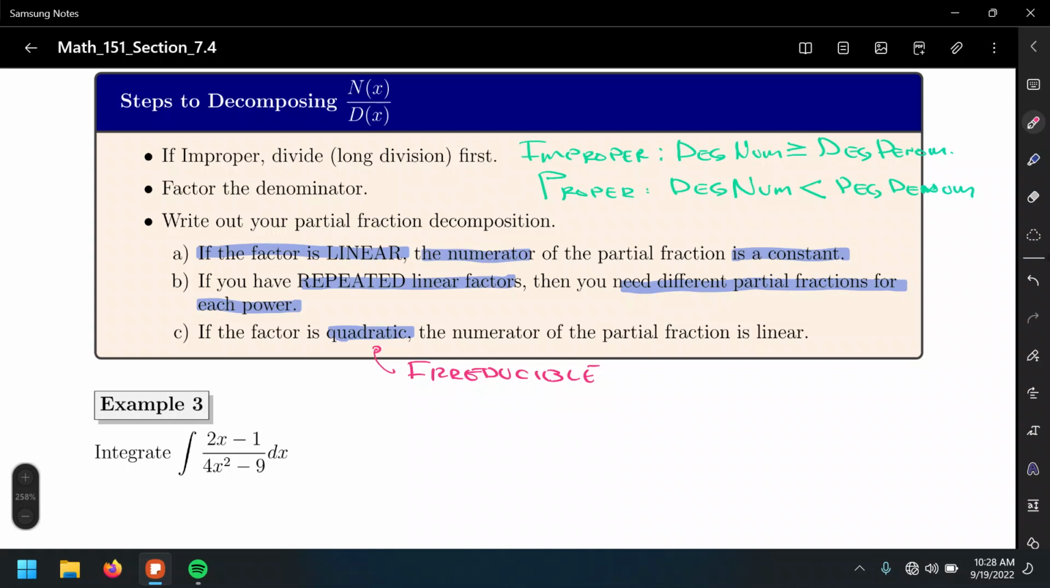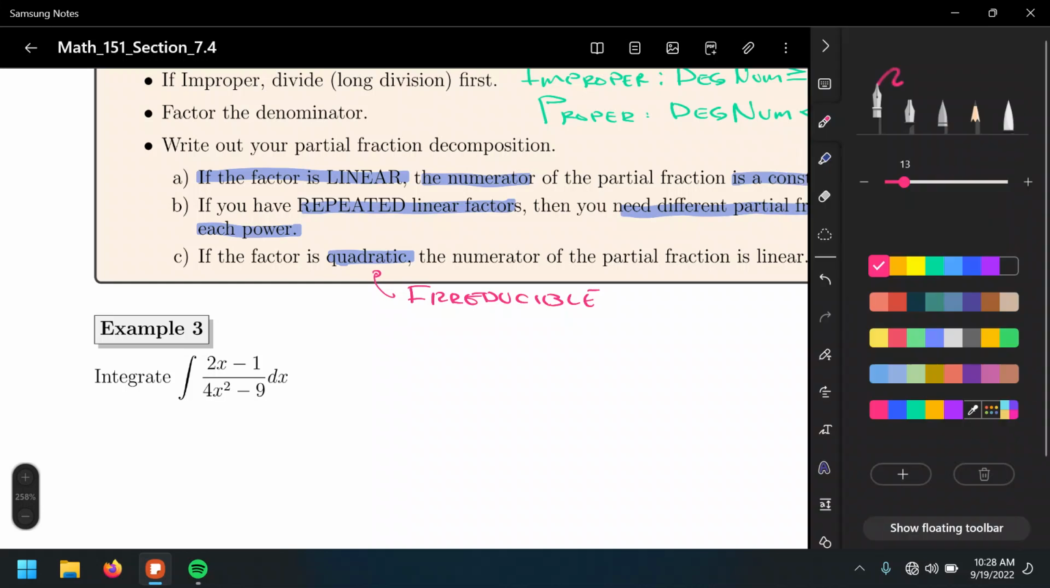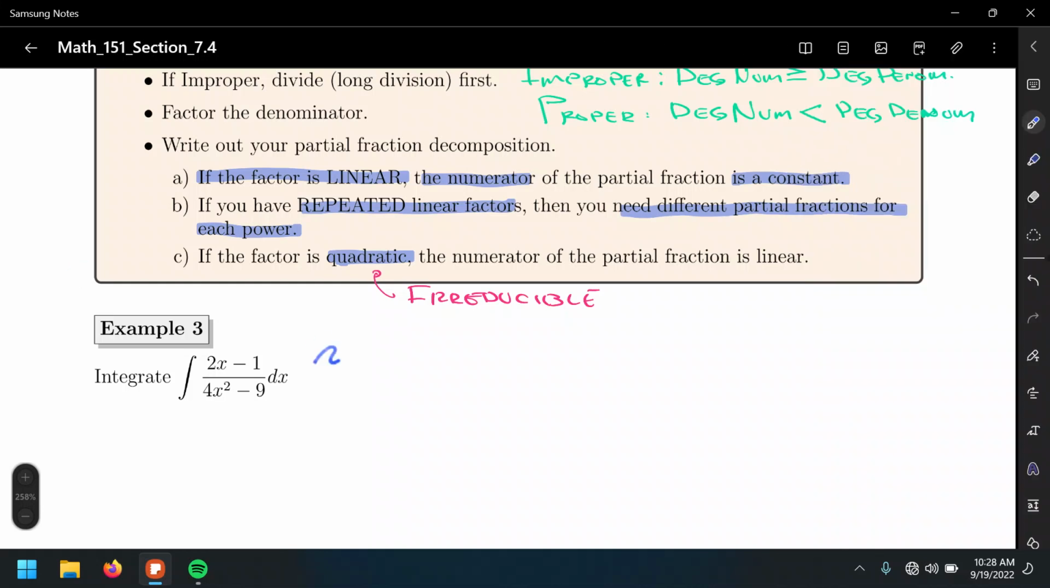All right, sounds good. So the next step is to factor the denominator. Let's focus on the denominator, and hopefully you recognize the form. We have quantity squared minus quantity squared. Isn't that a difference of squares? So let's factor the difference of squares, and that's 2x minus 3 and 2x plus 3, with respect to x.